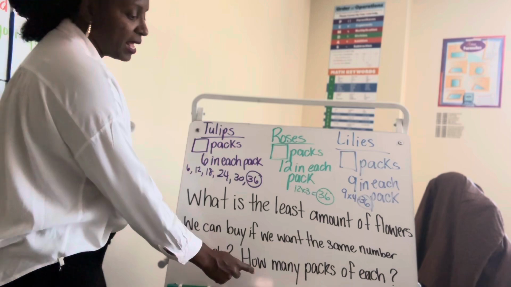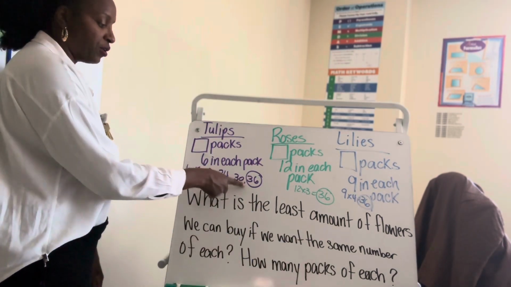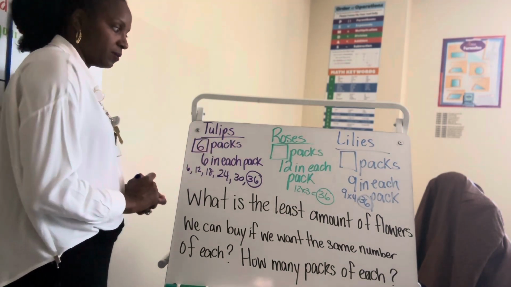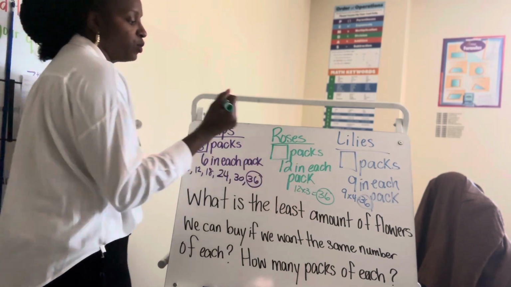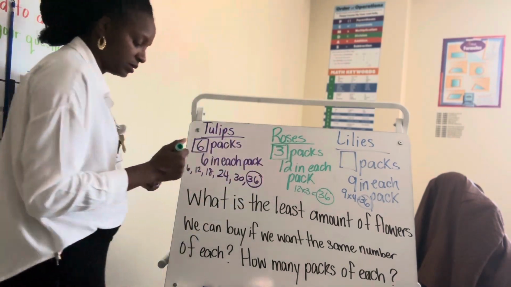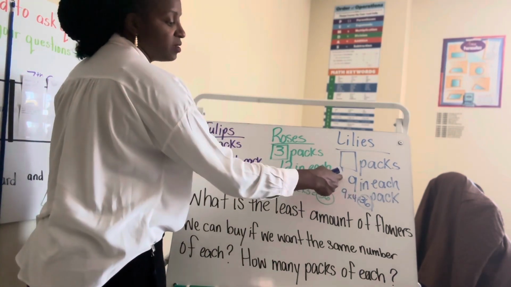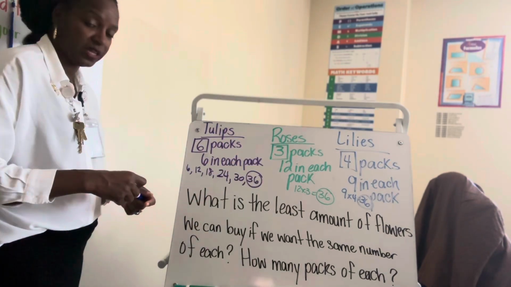The second part says, how many packs of each? Well, I'm going to have to do 36 divided by 6, and that means I need 6 packs of tulips. With roses, I'm going to do 36 divided by 12, which means I'll need 3 packs of roses. And finally, we go back to the lilies. If we do 36 divided by 9, we get 4. So I would need 4 packs of lilies.